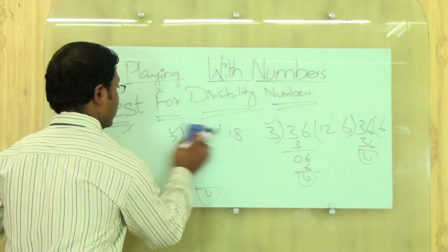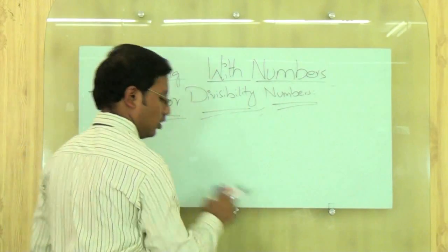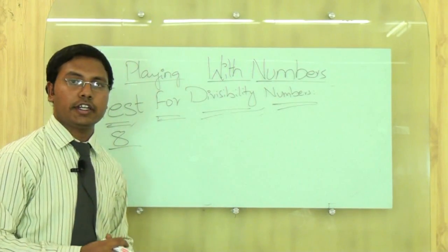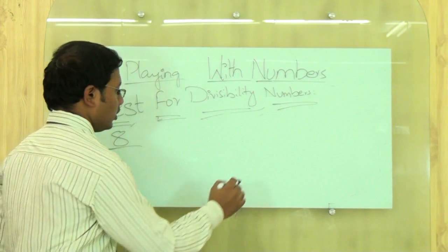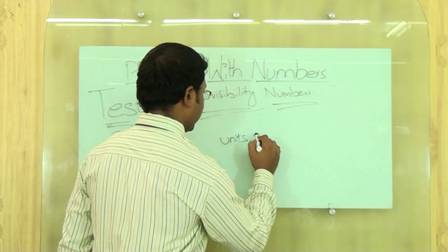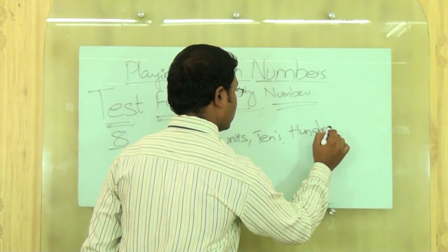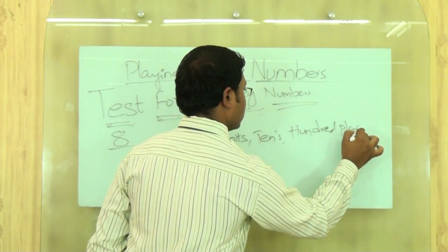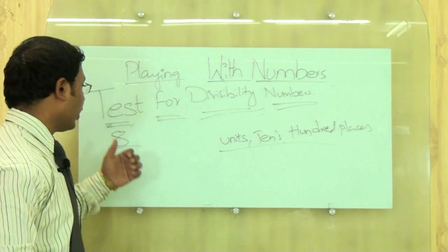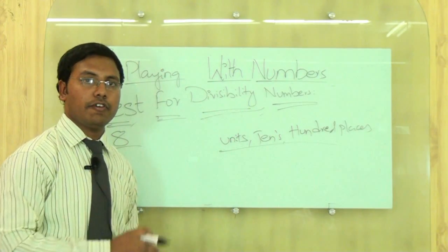Now the divisibility test for 8. It is a little bit of an extension of the divisibility test for the number 4. That means here the units place, tens place and hundreds place should be divisible by 8. Hence the entire number will be divisible by 8. If it satisfies, the entire number will be divisible by 8.